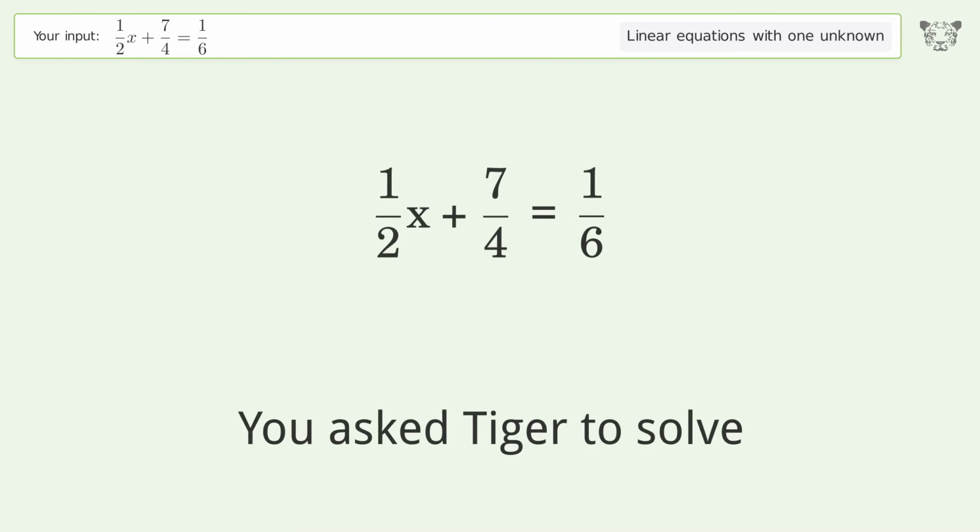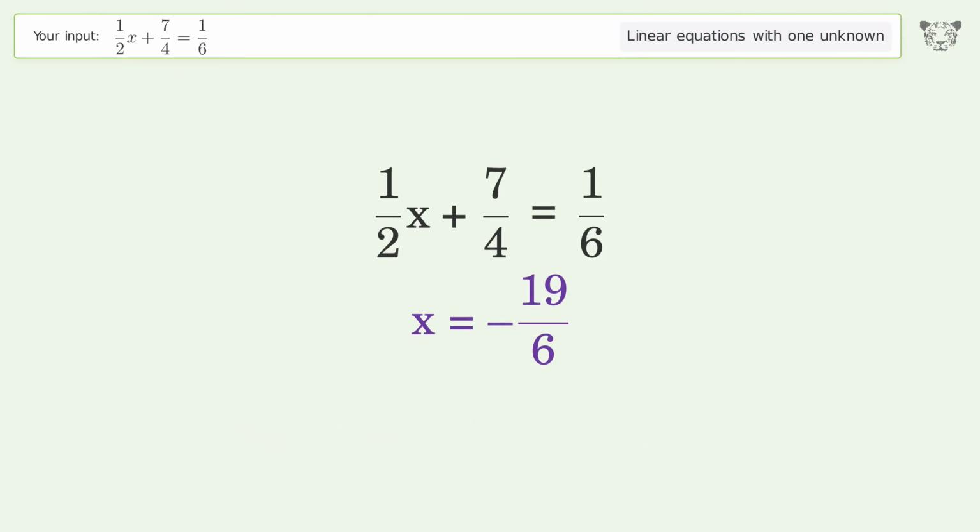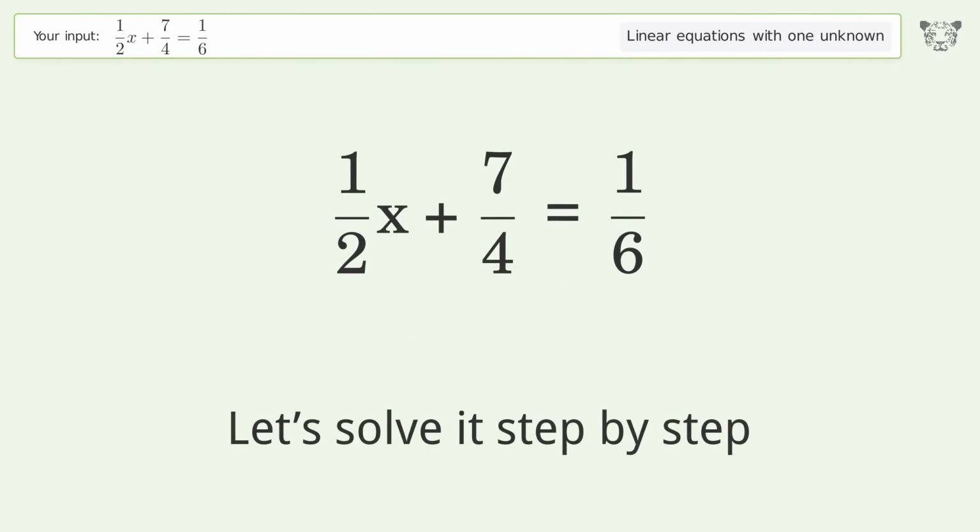You ask Tiger to solve. This deals with linear equations with one unknown. The final result is x equals -19/6. Let's solve it step by step.